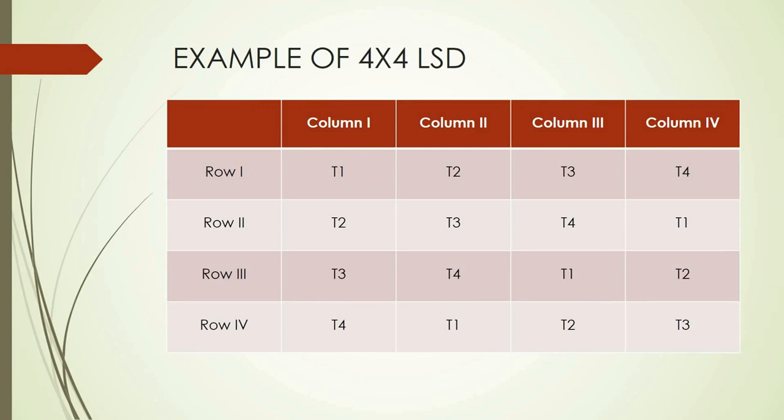As you can see, it is an example of a 4x4 Latin square design. Here 4 separate columns and 4 separate rows are present, with respect to which each row and each column possesses a specific treatment, where T1, T2, T3 and T4 are 4 different treatments. We can see that no 2 treatments are in the same column or in the same row.